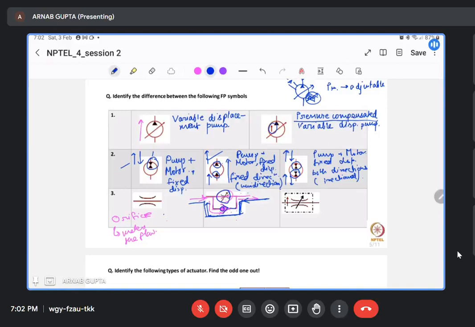And here again, this arrow indicates there is a pressure compensation. So based on the pressure, this flow will be regulated.